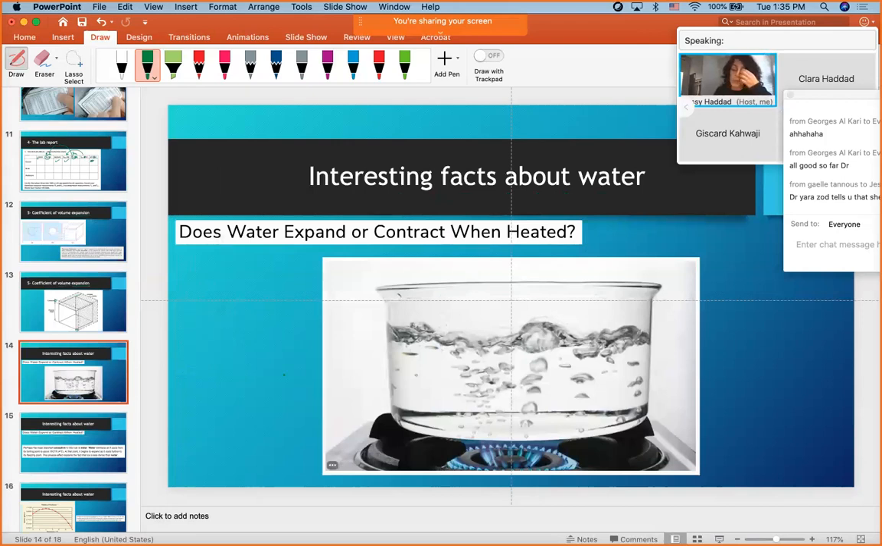Now I'm going to talk a bit about water. I'm not going to take a lot of time because this is outside the scope of our lab. I only think personally that water is interesting. So does water expand or contract when heated? What do you think? And what do you say? Can you think of an example?